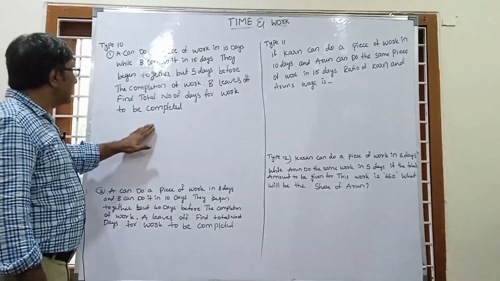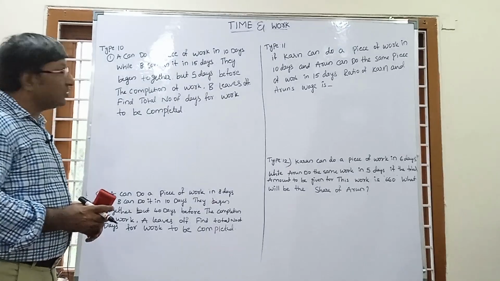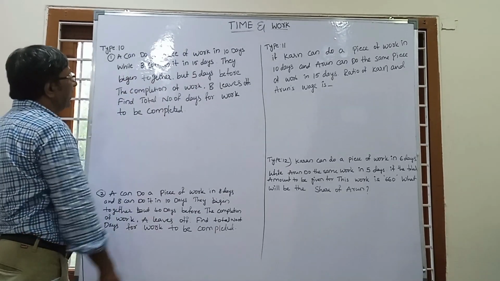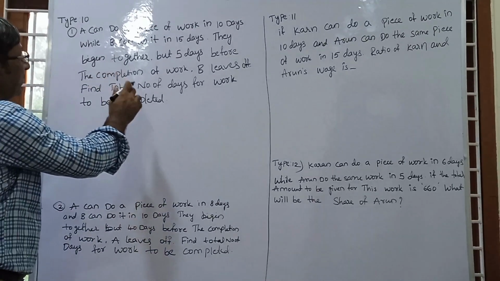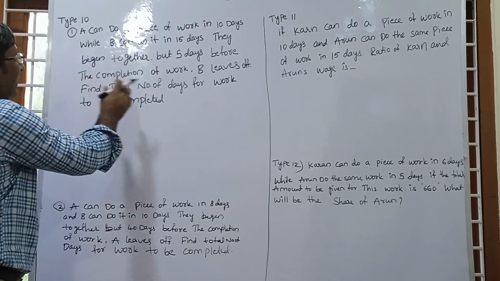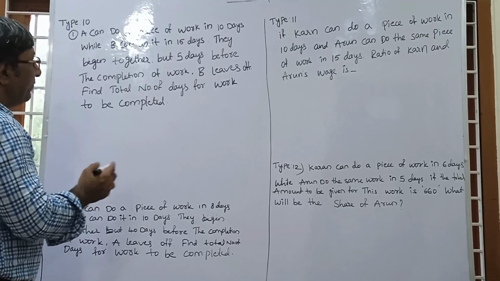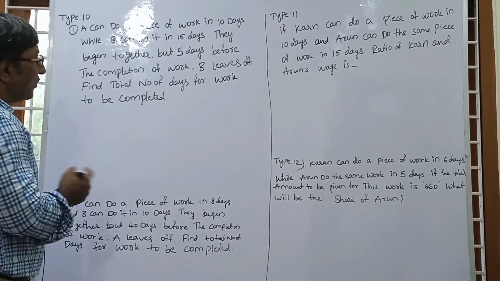So what is the question of type number 10? This is one of the most important questions. A can do a piece of work in 10 days while B can do it in 15 days. They begin together, but 5 days before the completion of the work, B leaves. Find the total number of days for the work to be completed.